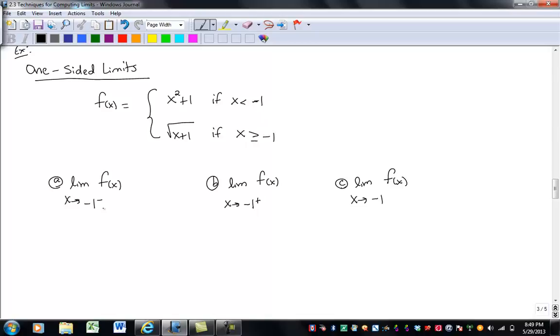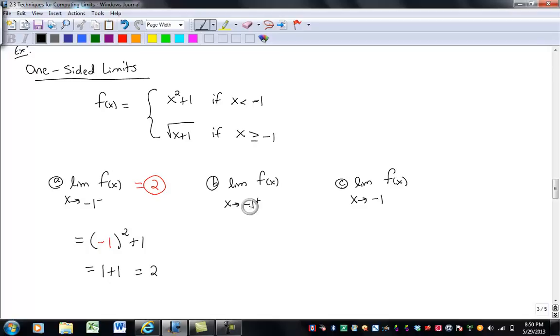So the first one is the limit as I approach negative 1 from the left. Well, if I'm approaching negative 1 from the left, I'm smaller than negative 1, so I'll be using the function x squared plus 1. To figure out what this limit is, I plug negative 1 into the x squared plus 1 function, because that describes what the graph looks like when you're smaller than negative 1, to the left. And so this works out to be 1 plus 1, which is 2. So this limit here works out to be 2.